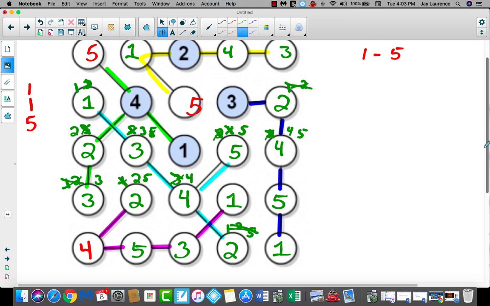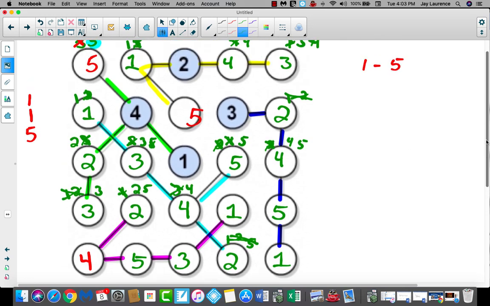Now I'll give a quick glance and make sure I haven't made any mistakes. Make sure that each row, column, and chain go 1, 2, 3, 4, 5. So first I'll do the columns. 1, 2, 3, 4, 5. Each column checks out. So the columns are all good.